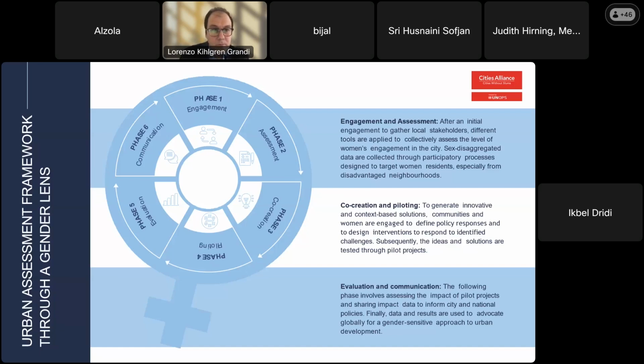Such as focus groups, individual interviews, community workshops, and the WEG profile, the Women's Engagement in City. Then we generate innovative and context-based solutions by co-creating the spaces to be implemented. And finally, we involve assessing the impact of pilot projects and sharing impacts and results of the project.